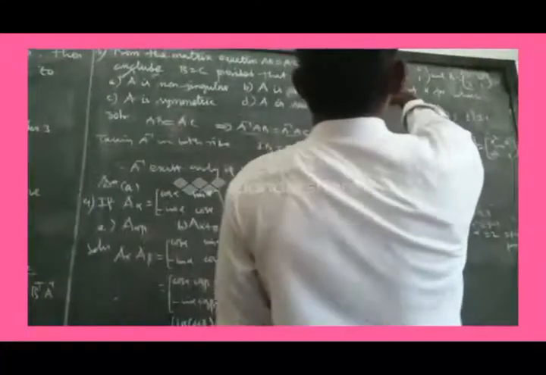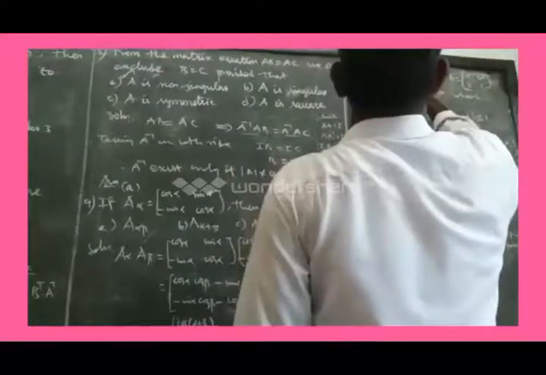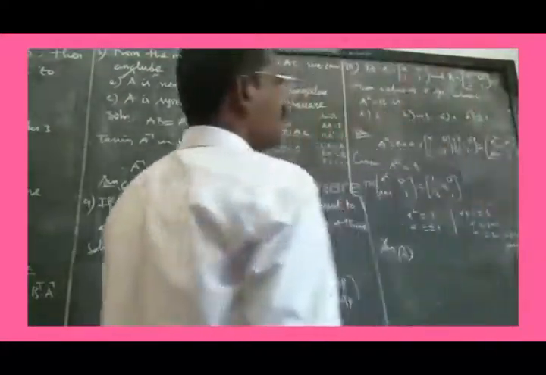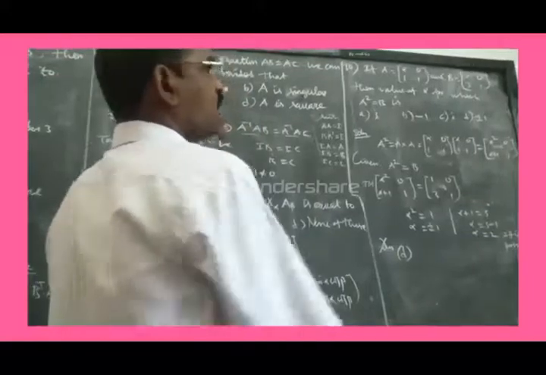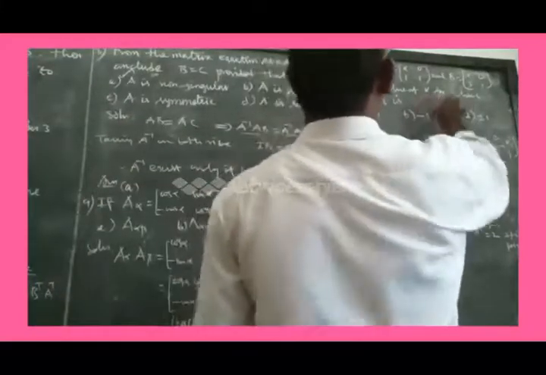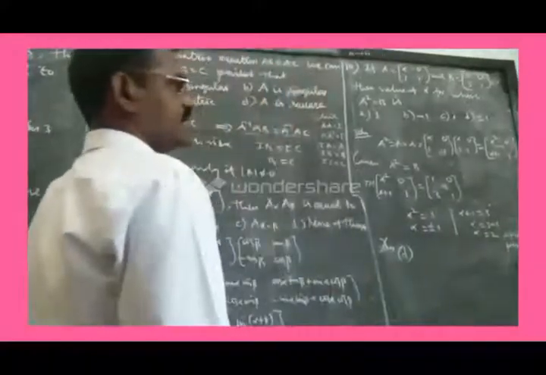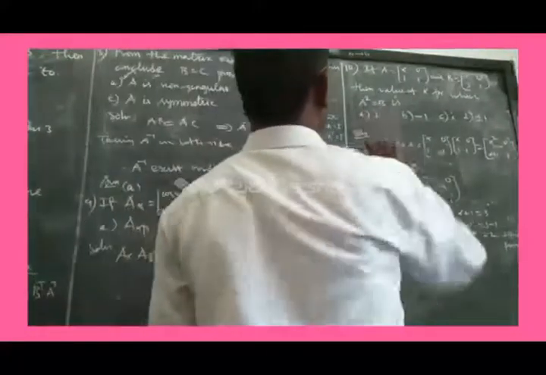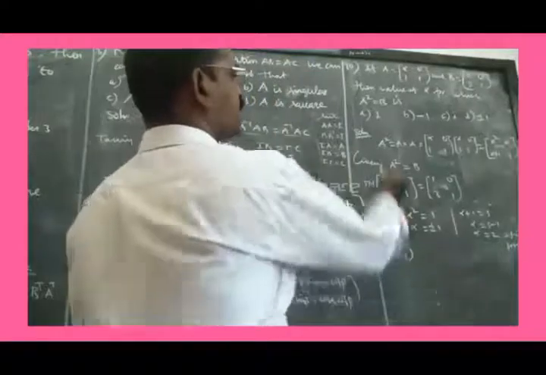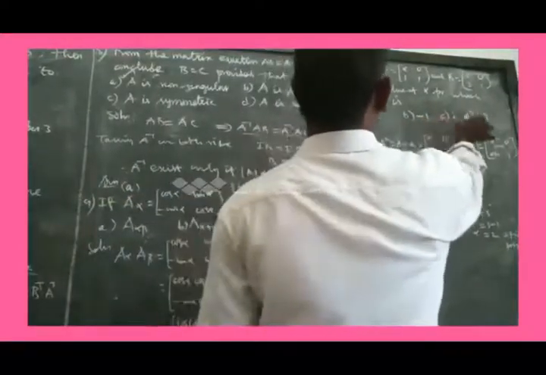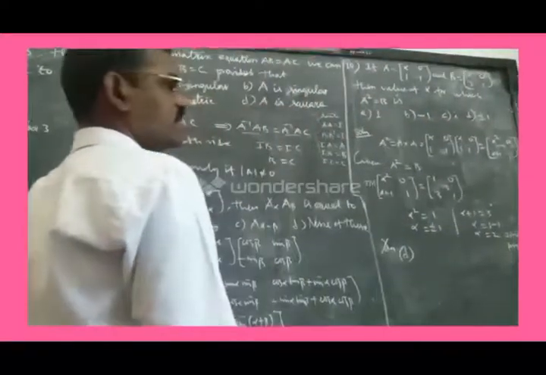10th one. If matrix A equal to alpha 0, 1 1, and B equal to 1 0, 3 1, then the value of alpha for which A square equal to B is: option A 1, option B minus 1, option C 2, option D plus or minus 1.